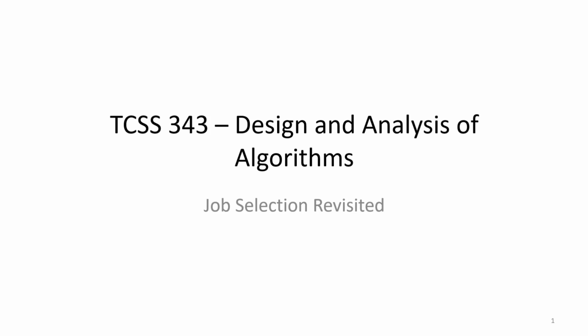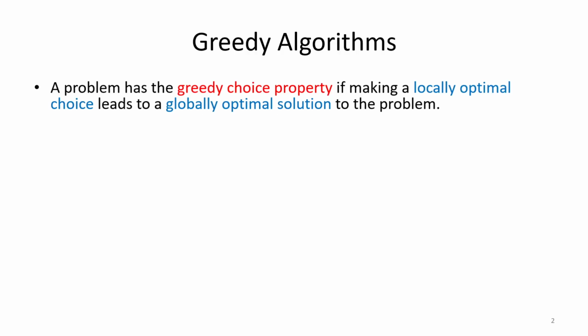All right, welcome. In this video, I want to talk about greedy algorithms, and the way I'm going to do that is by revisiting the job selection problem that we looked at already when we talked about dynamic programming. So we can apply what is called a greedy algorithm to a problem that has what's called the greedy choice property. Greedy choice property is when making a locally optimum choice will lead us to the global optimum, or the optimum that we want at the end.